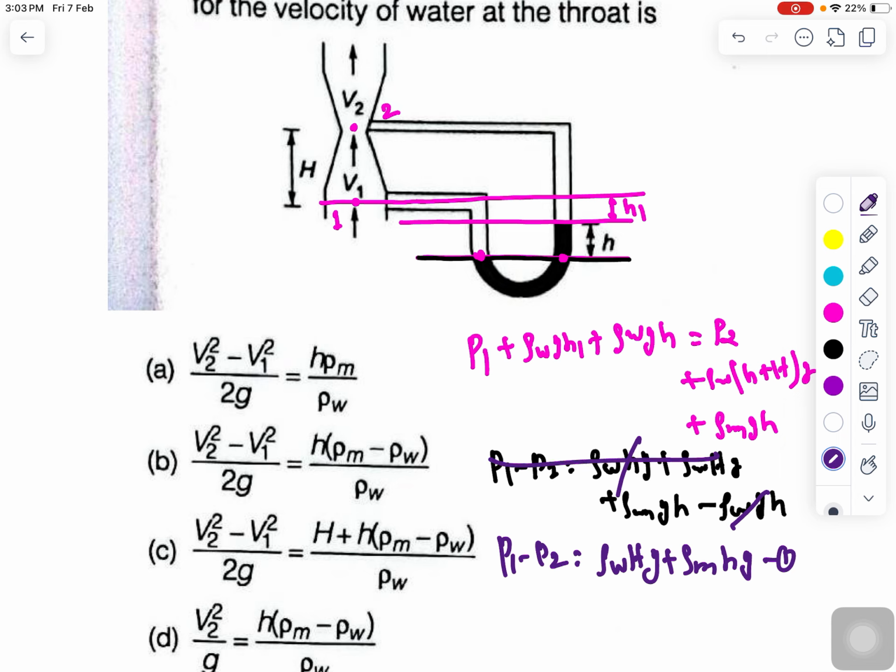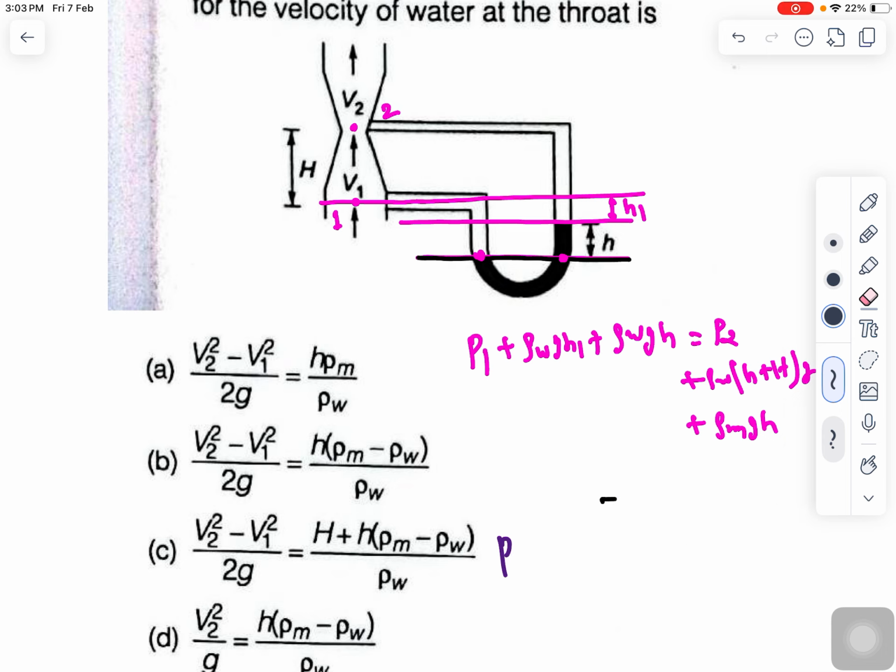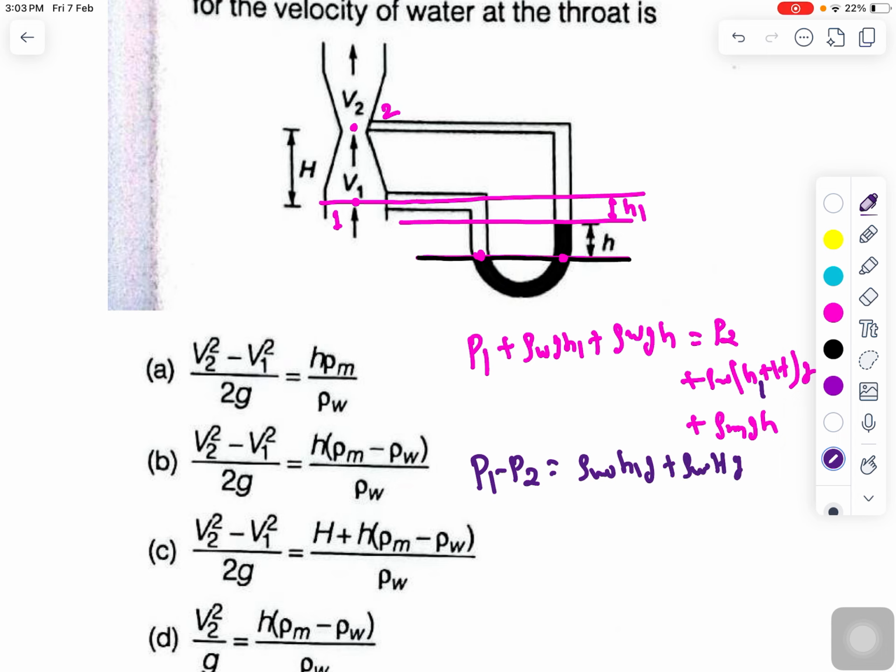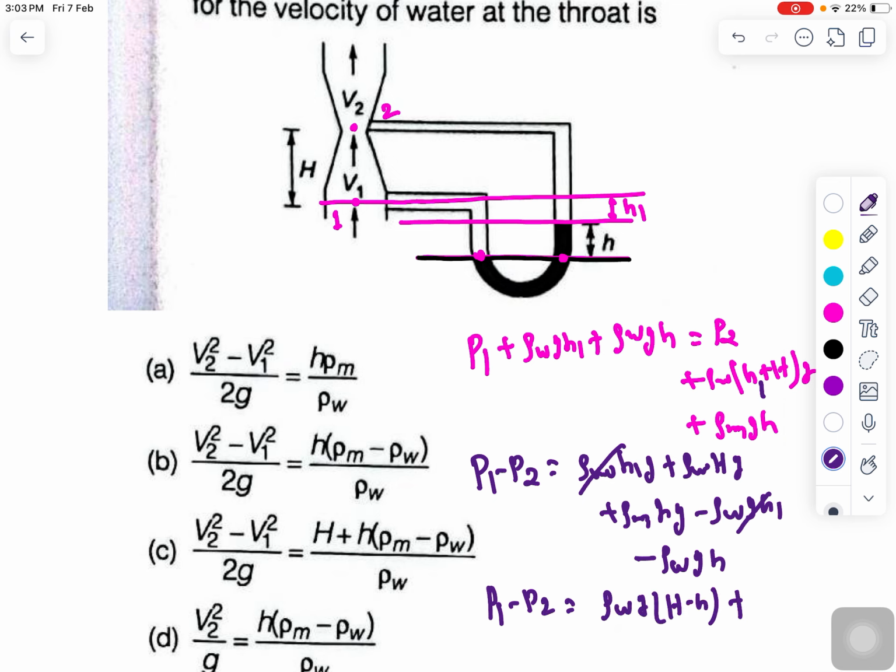Sorry, I made one mistake here. It should be H1. Now if I want to calculate P1 minus P2, that can be written as rho W H1 g plus rho W Hg plus rho M hg minus rho W g H1 minus rho W g H. So rho W g H1 will get cancelled out. Finally you will get P1 minus P2 equal to rho W g (capital H minus H) plus rho M hg. This is my first equation.